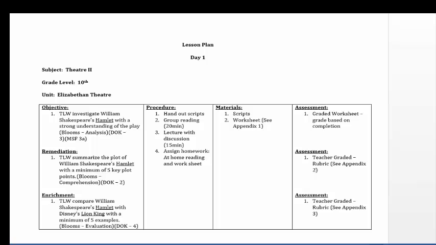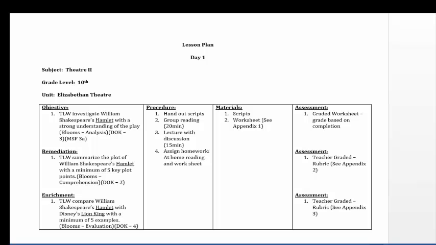Refer to the first lecture, video recorded on YouTube, last part on how to write lesson plans. Bloom's analysis, DOK 3, Mississippi State Framework 3.8, good. That's really good. So let's just go through the objectives. Remediation. The learner will summarize the plot of William Shakespeare's Hamlet with a minimum of 5 key plot points. Good. What did we miss on this one? Where's your Mississippi State Framework? So we've got Mississippi State Framework on 1, but I don't have Mississippi State Framework on remediation.